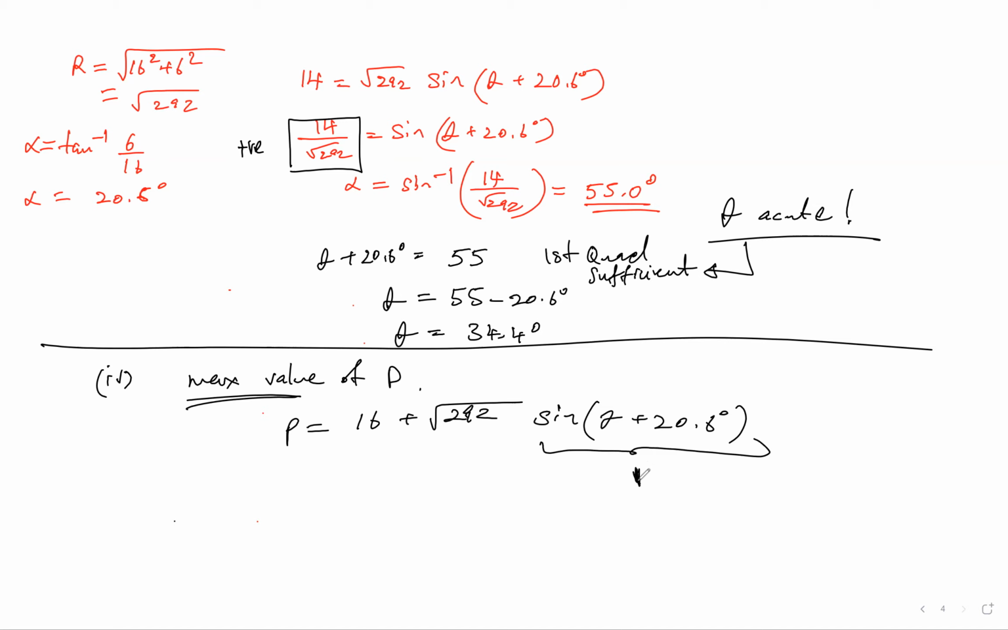It should become 1, correct? For minimum value, it becomes minus 1. For maximum value, it is just 1. So the maximum value is 16 plus 2 square root 1. That's it. I think based on the textbook answer, it should be this one. Check.